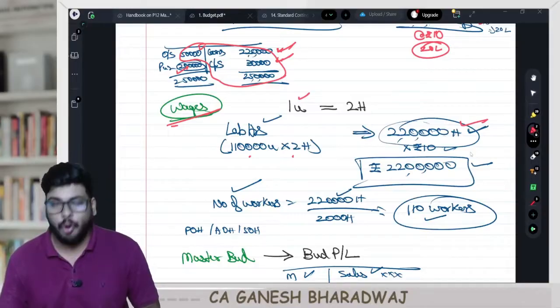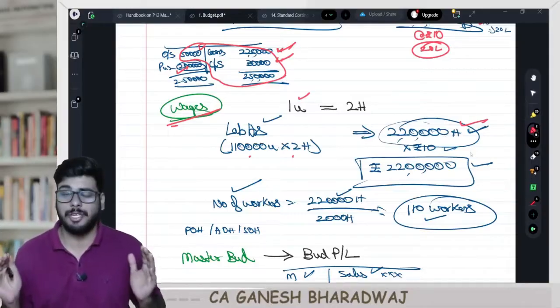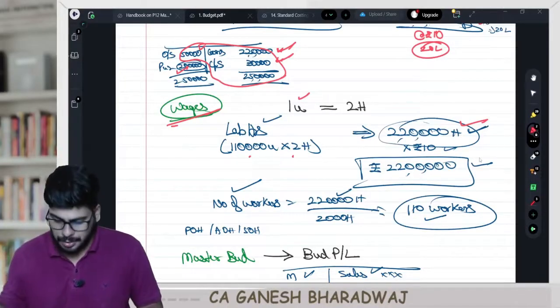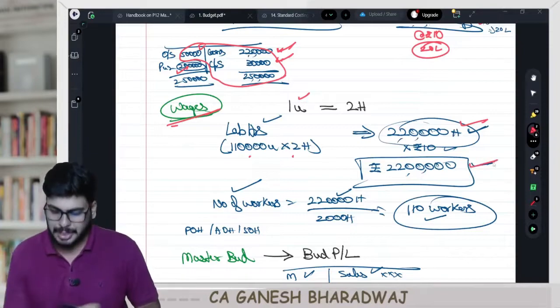10 rupees. So overall, what should be my raw material? What should be my labor cost budget? It's going to be 2,20,000 hours into 10. That's going to be 22 lakh rupees. Are you clear with this?